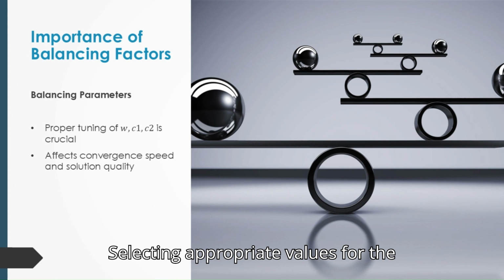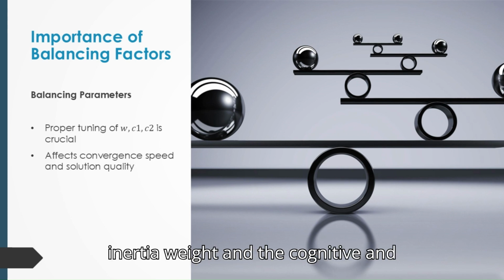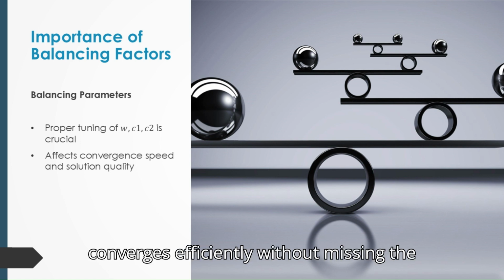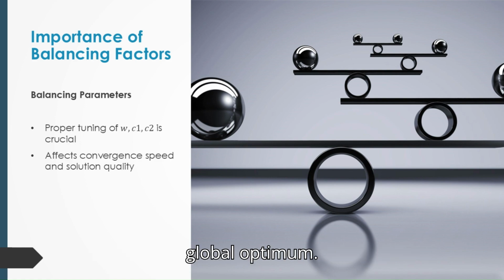Selecting appropriate values for the inertia weight and the cognitive and social coefficients is essential. The right balance ensures that the swarm converges efficiently without missing the global optimum.